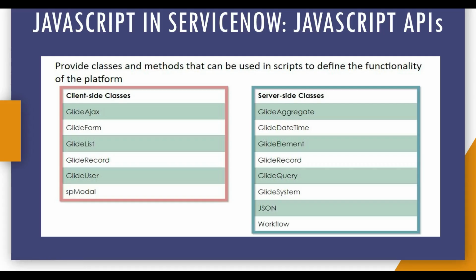In client script, GlideForm will be used more frequently, and GlideAjax will be used frequently under client side. If we jump into server side, we will be using mostly GlideRecord. Bro, here we also have GlideRecord in client side. What is the difference between those? Yes, the difference is there. Client side will execute at the client level. It will not update the database.